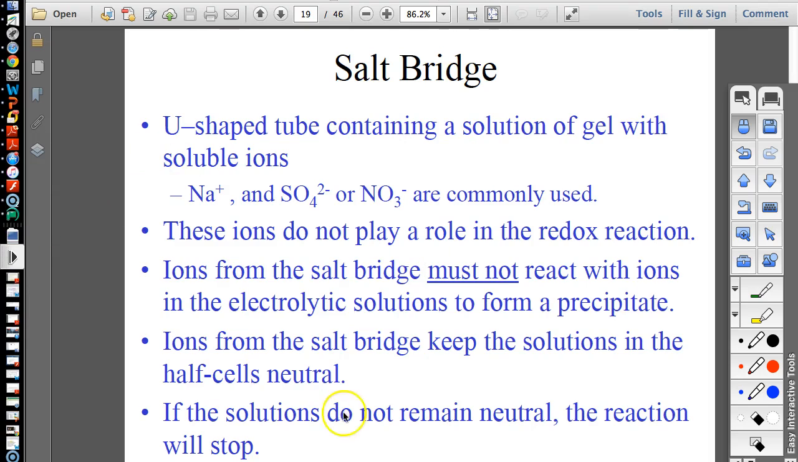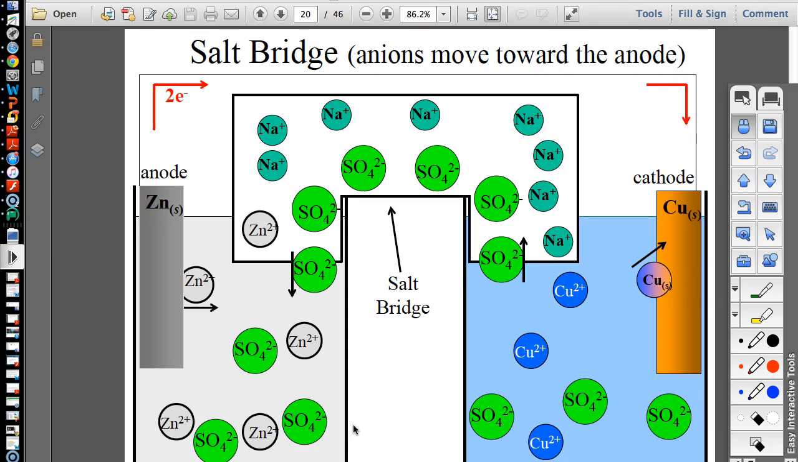So, I didn't even read that, but I just said it. Go me. Anyway, so like I said, anions move toward the anode, cations move toward the cathode, and that's through the salt bridge.